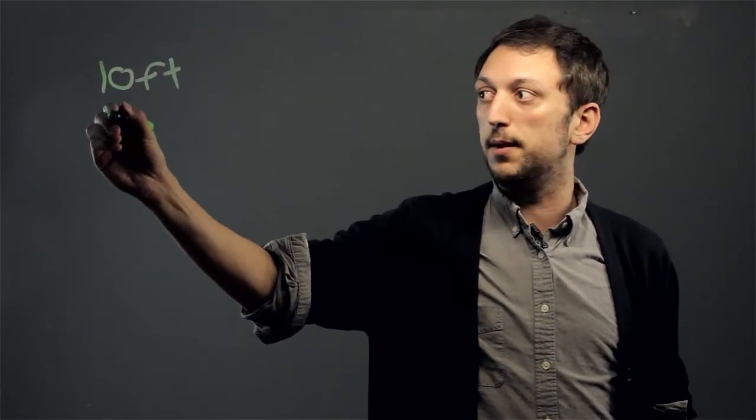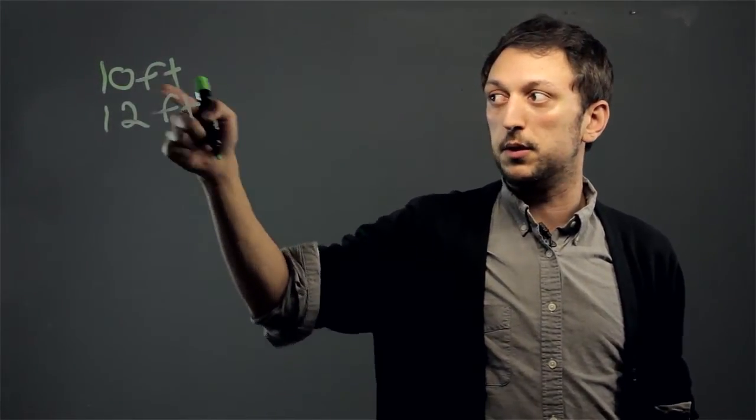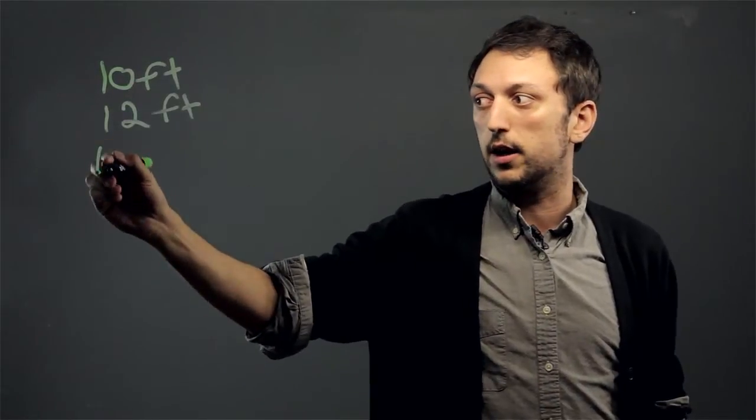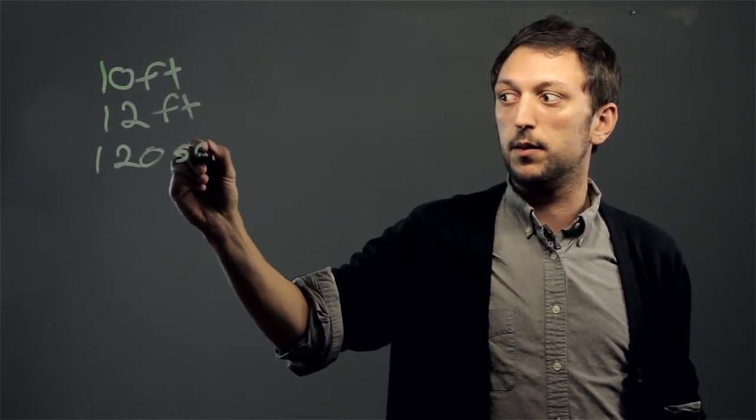your attic first. Now, if you have a simple, regular shape for your attic, say 10 feet long by 12 feet wide, then you would simply multiply 10 by 12 and you would get 120 square feet.